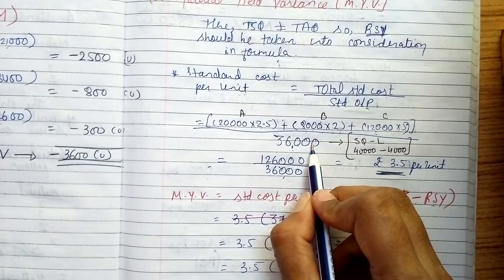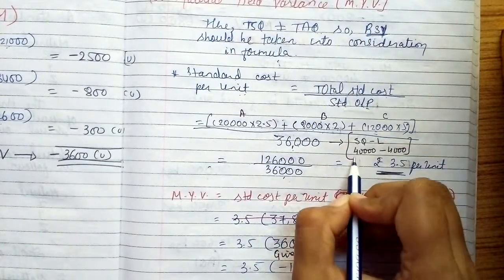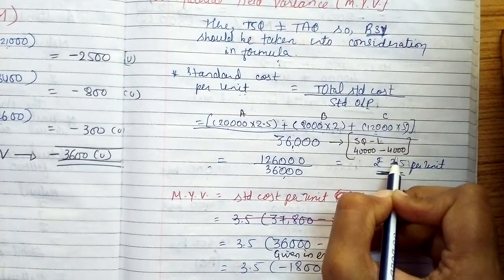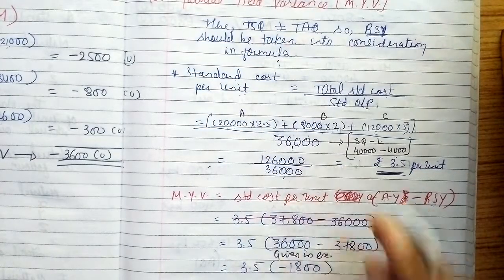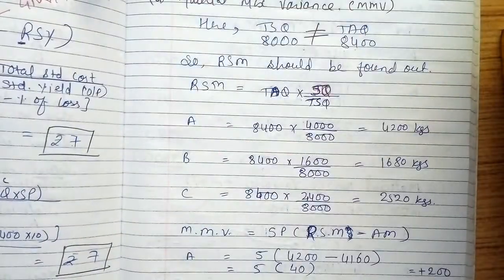And how do we get the 36,000 standard output? Total standard quantity minus loss, that is 40,000 minus 400. 36,000, which we have already calculated in the important table also.